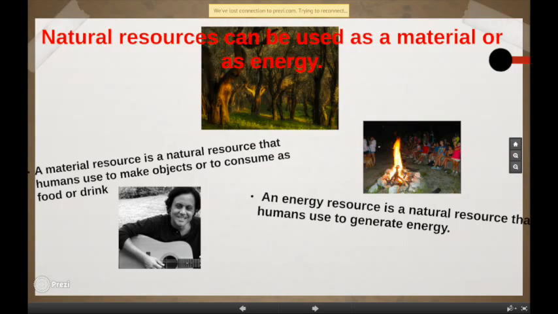Okay, so we know what a resource is. We know the two types of resource, natural and man-made, and we know that resources can be renewed or they can be used up. Now, let's talk about some of these natural resources that can be renewed or used by people. These are material or energy resources.